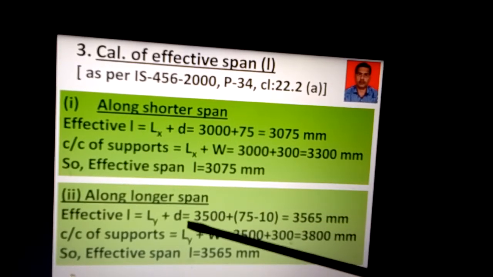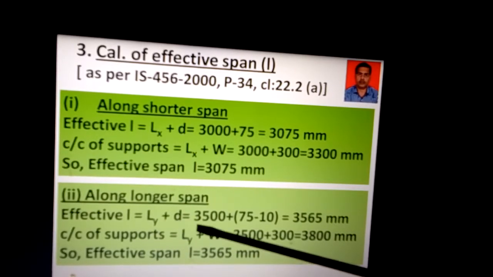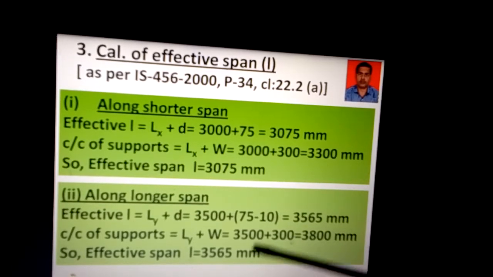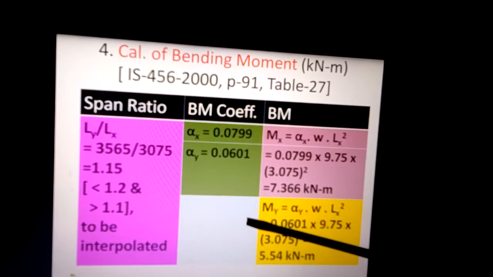But along longer span, the effective span is Ly plus d, that is 3500 millimeter, the longer span, plus d, here 75 minus 10, since two layers of bars will come, so minus 10 mm diameter bars, that is 3565 millimeter. Center to center of supports, that is Ly plus W, 3500 plus 300, that is 3800 millimeter. So the effective span along longer direction is 3565 millimeter. So we have now the effective span values for both the spans.